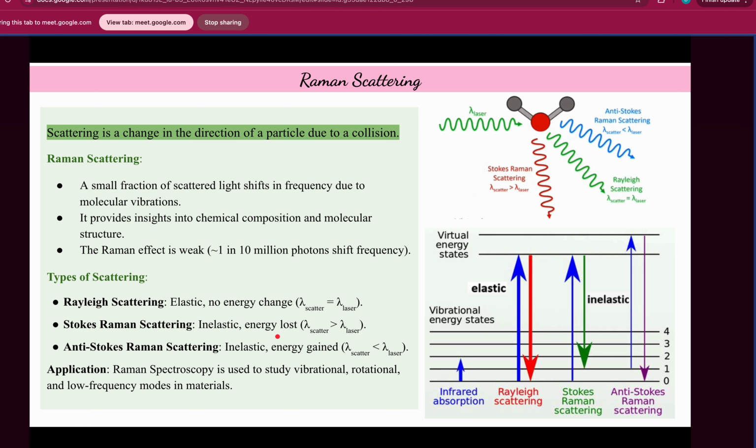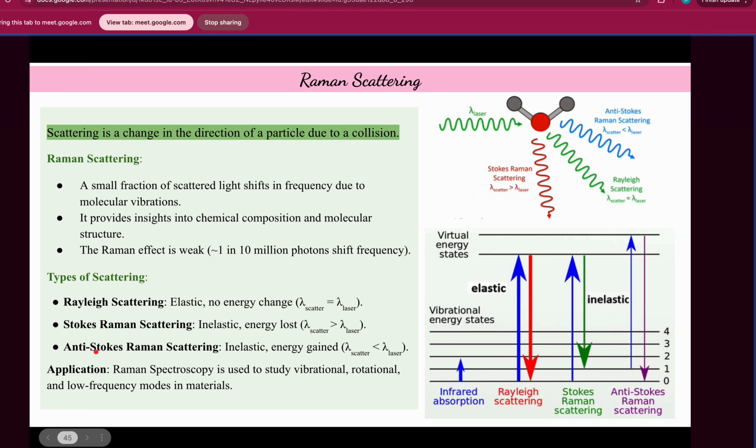In some scenarios, there is some loss of energy due to the collision. In that case, the wavelength of the scattered light will be more than the wavelength of the laser. When you say an increase in wavelength, it means there is a decrease in energy. Due to collision, some energy is lost, so the energy which is emitted is less, which means it has the greater wavelength. This is described by Stokes Raman scattering: the wavelength of the scattered light is more than the wavelength of the laser.